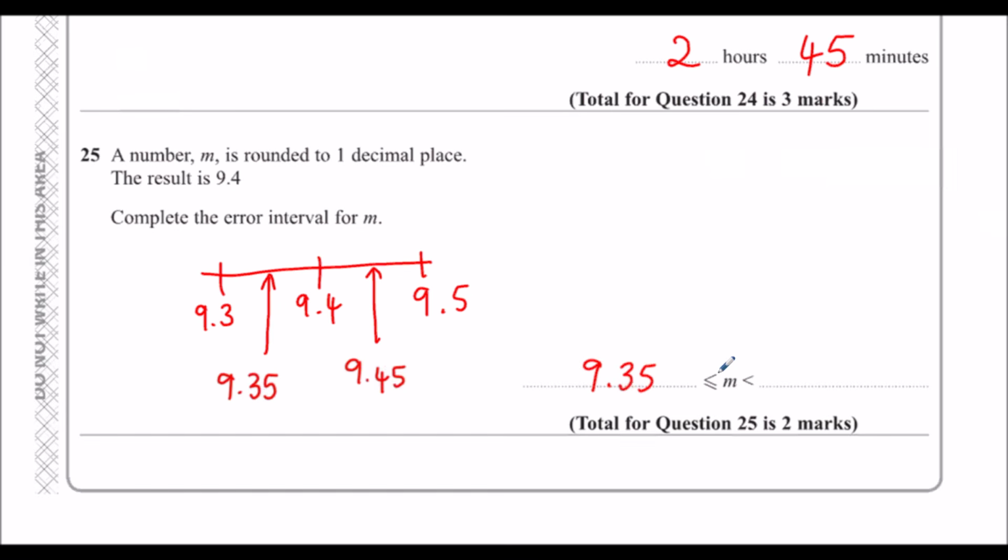And you can see from the inequalities that it's bigger or equal to 9.35, but it's less than 9.45. So it can't equal 9.45, but it can go anything up to 9.45.